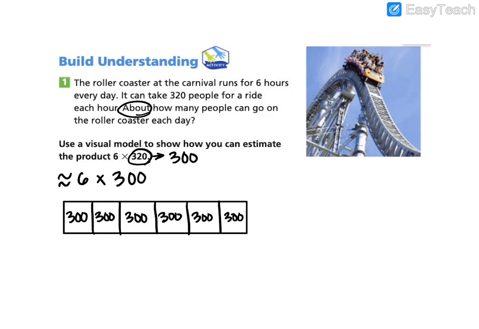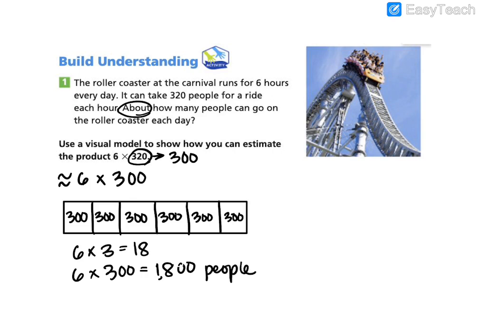All right, we can use what we've been working on. I'm using that simple fact. We know that 6 times 3 is 18. So 6 times 3 hundreds will equal 18 hundreds. So about how many people can go on the roller coaster each day? 1,800 people. Okay, let's go ahead and look at letter A.